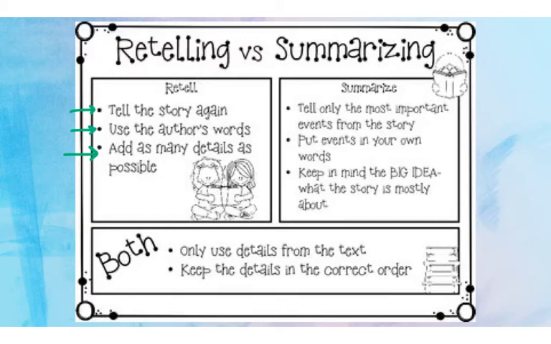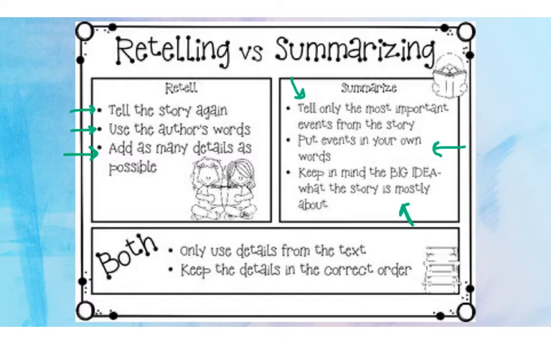Now, when you're summarizing, you're telling only the most important parts of the story. You're putting that story in your own words, and you're keeping in mind that big idea, what that story mostly is about. When I think of summarizing, I think of when a parent asks me what I read today. I want to tell them what the story was about, but they don't need all the details. They just need to know the big idea and the main ideas in the plot.